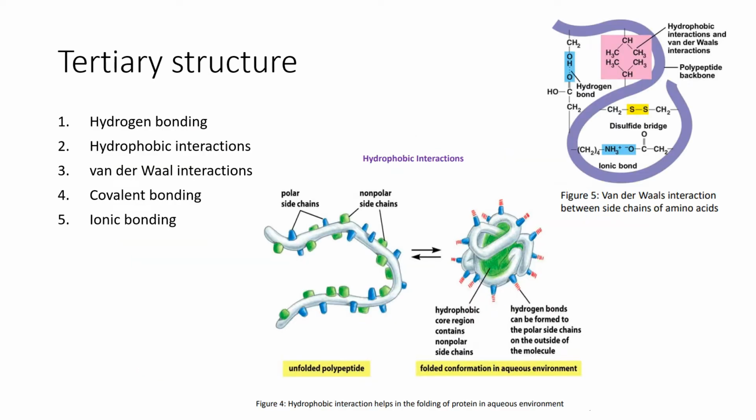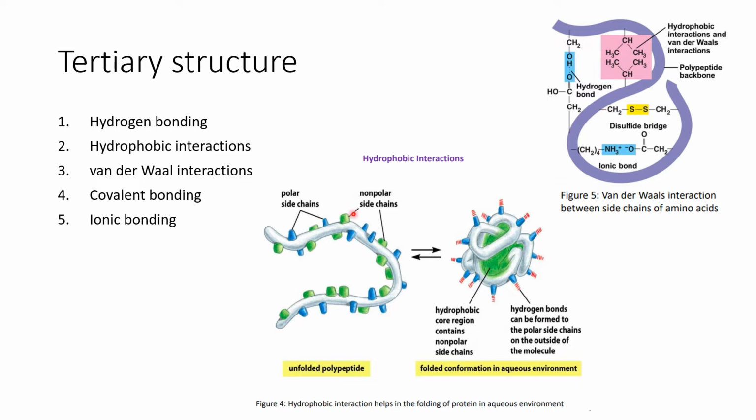Tertiary structure is dependent on 5 chemical interactions between the amino acid R groups. So we have hydrogen bonding, hydrophobic interactions, van der Waals interactions, covalent bonding, and ionic bonding. These are the 5 different chemical interactions that occur between R groups, which is why we emphasized so much on Tuesday the chemical structure of the R groups and how they interact in aqueous solution, because how the R group interacts with other R groups controls the structure of a protein.